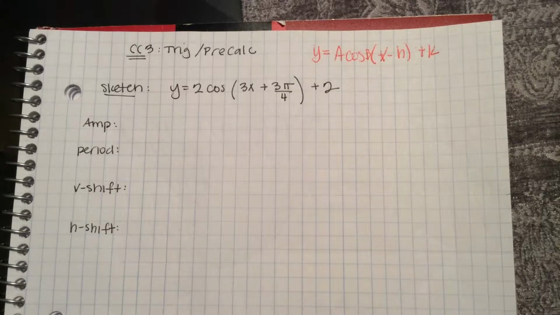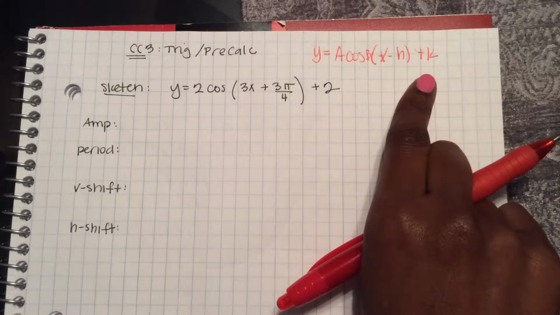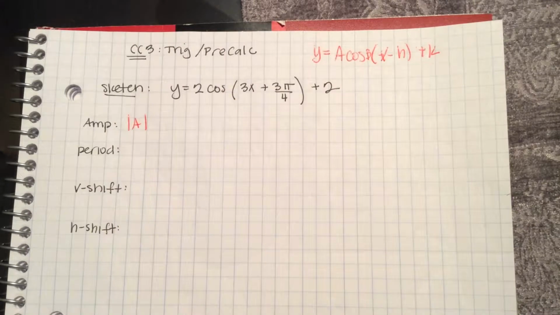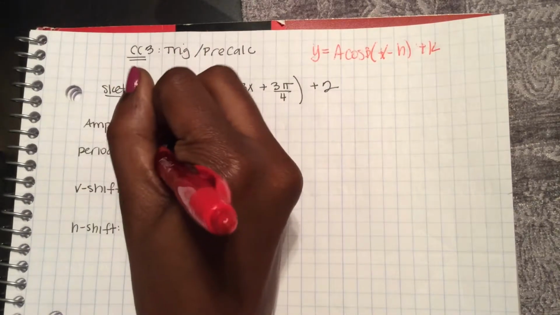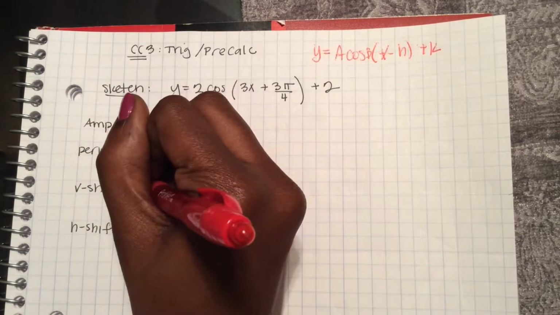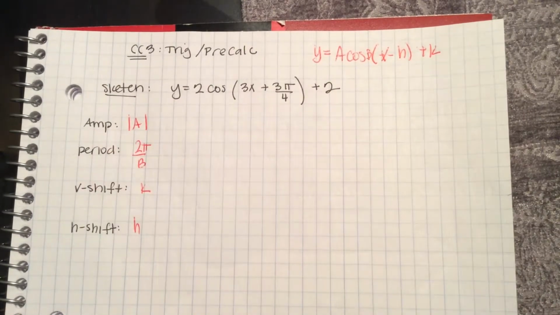In this problem, we have a cosine graph that has been transformed and we want to sketch it. So this is in the form y equals a cosine times b x minus h plus k. So your amplitude is always the absolute value of a. Your period is 2 pi over b. Your vertical shift is k, and your horizontal shift is h.